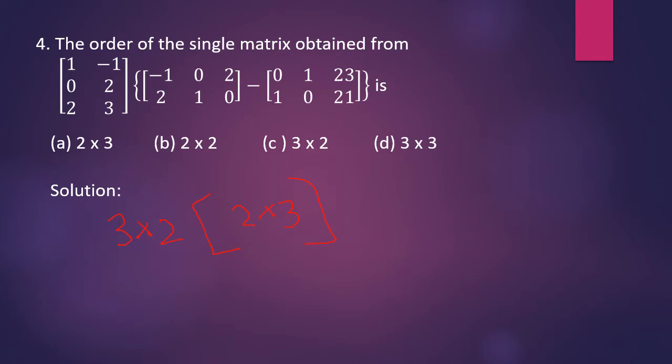So here the number of columns of the first matrix is 2, and the number of rows of the second matrix is 2. So these two are equal. Therefore, the order of the resultant matrix is 3 by 3. So that is the option D here.